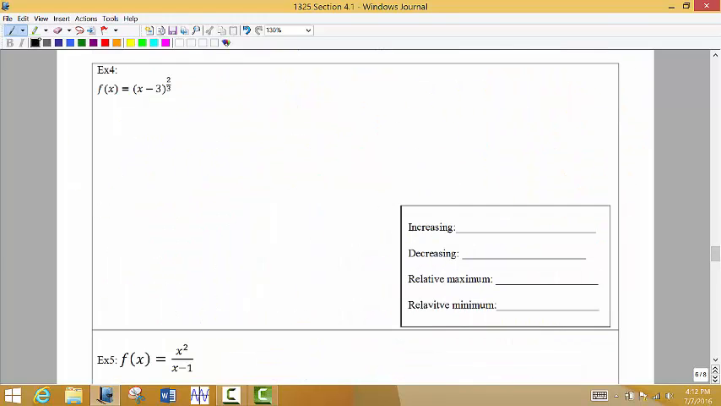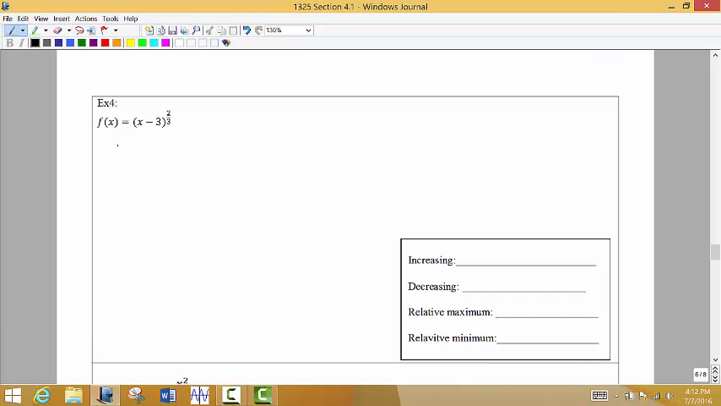All right, so for example 4 here, we're going to do the same steps. We want to determine increasing and decreasing intervals, so we're going to find the first derivative. We have to use the chain rule here because we have a group of terms raised to a power. So we're going to bring the 2/3 out, reduce the exponent by 1, so I'm really subtracting 3/3, which gives me a negative 1/3.